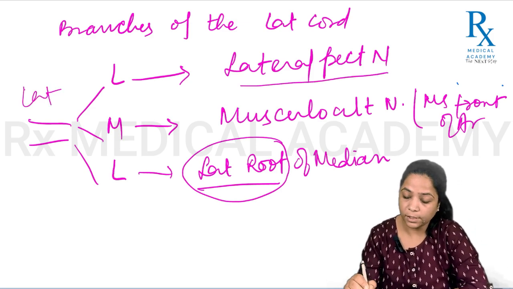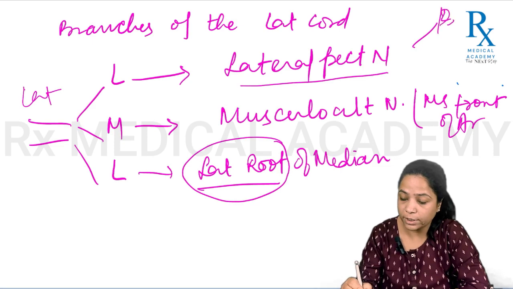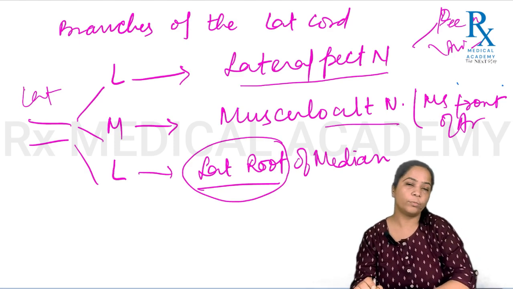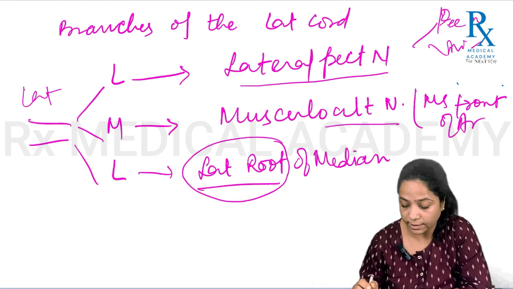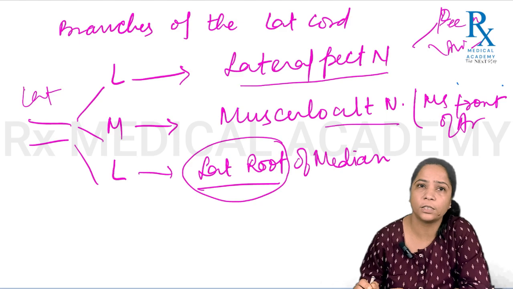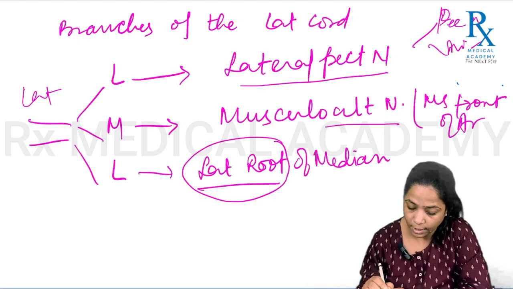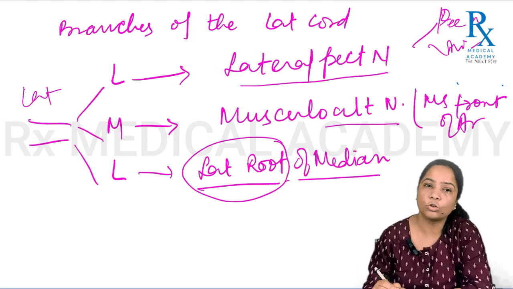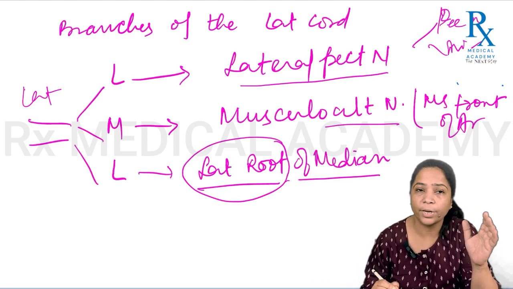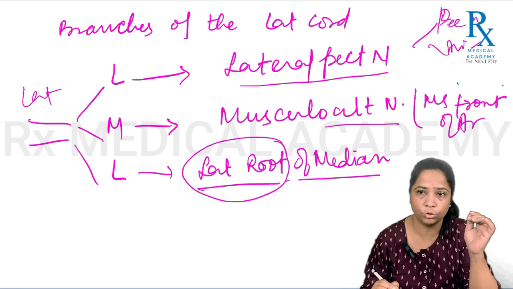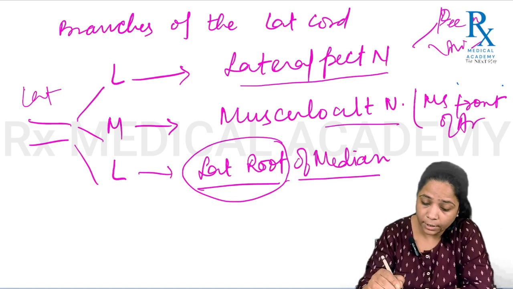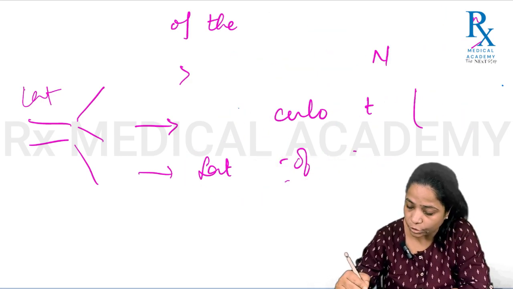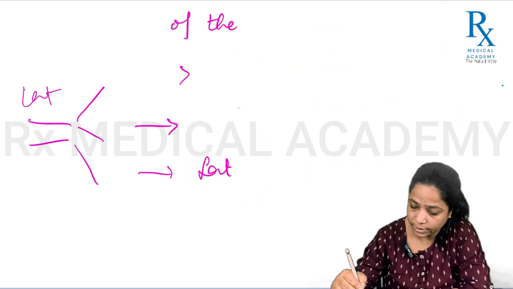So the lateral pectoral nerve supplies the pectoralis major and minor muscles. The musculocutaneous nerve supplies the coracobrachialis, the biceps brachii, and the brachialis muscles. They are the muscles of the anterior compartment of the arm. Then you have the lateral root of median that unites with the medial root of median and finally forms the main nerve of your forearm, that is your median nerve. Then we have one important question which you are asked in your PT entrance exam.